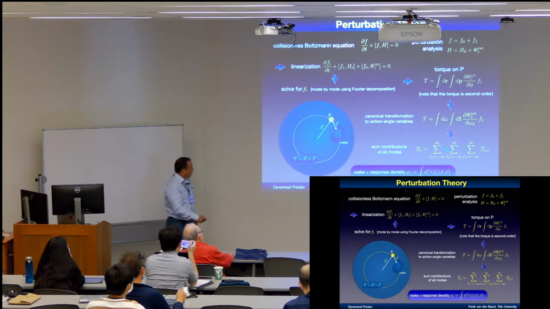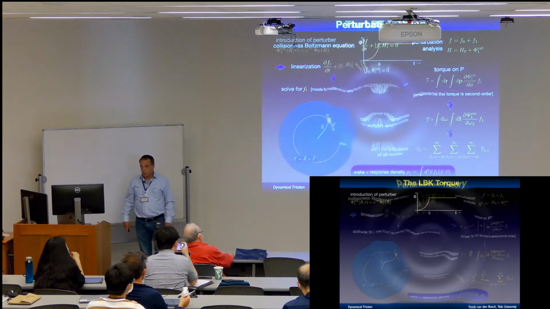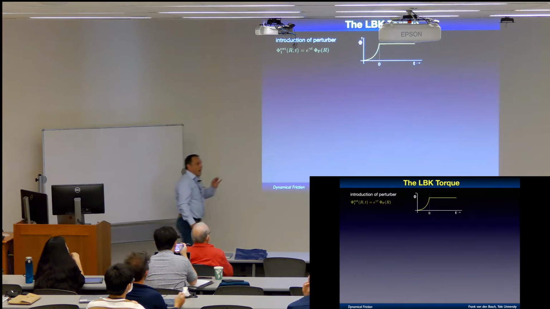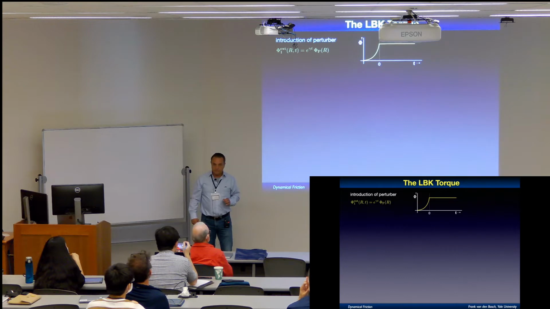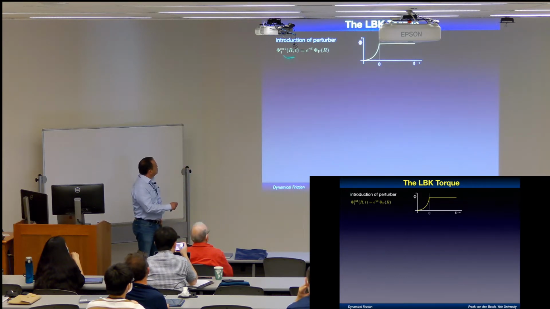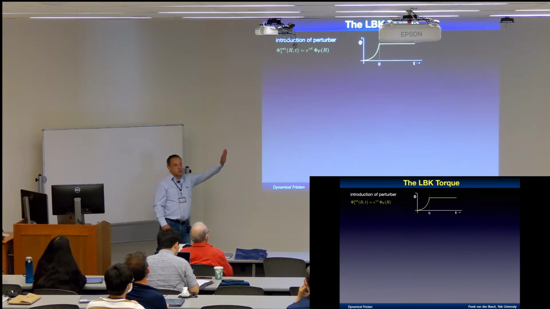And you have to sum over all the modes, and you get an expression for the total torque. Okay. Now, when you do perturbation theory, you always have to ask yourself, how am I going to introduce the perturbation? The standard way is to say, let's assume that we just introduce it according to this exponential increase over time.